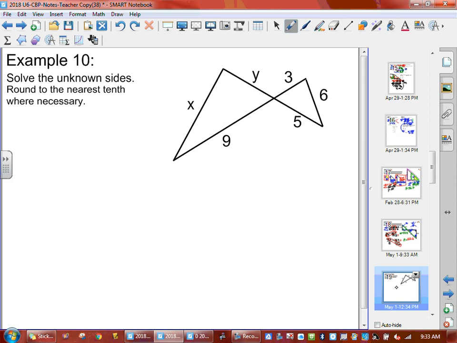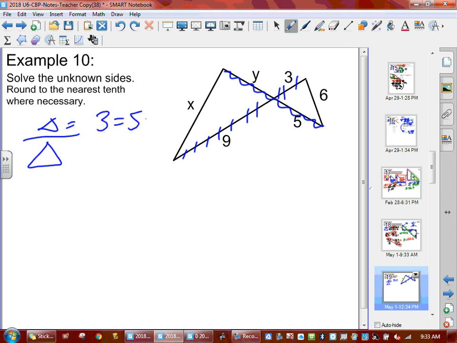All right, let's check another one. These guys, again, form where if a line is touching, it's going to match. So we're going to do small triangle over big, which gives us 3, 5, 6. And who matches the 3 on the big triangle? 9 does. Who matches 5? Y. Who matches 6? X. Good. So, we need to cross multiply and divide.